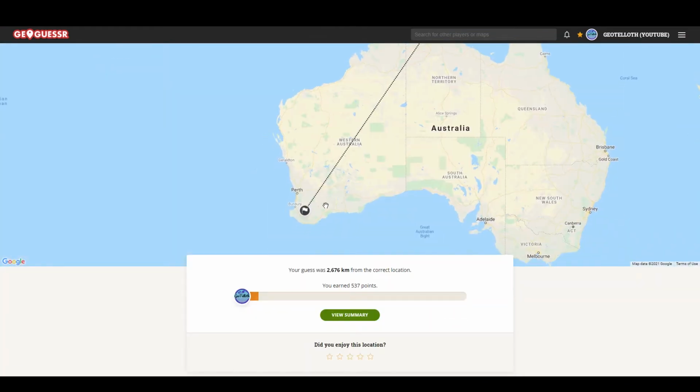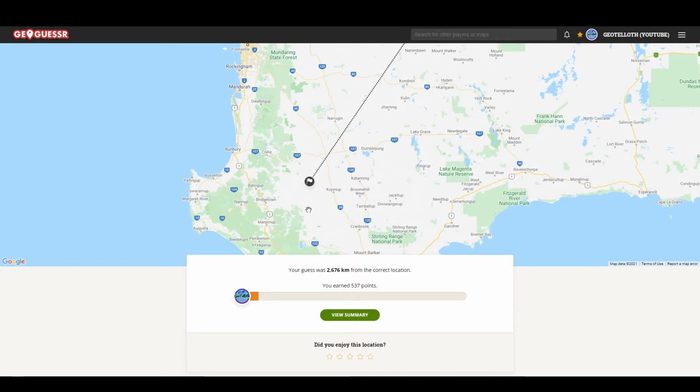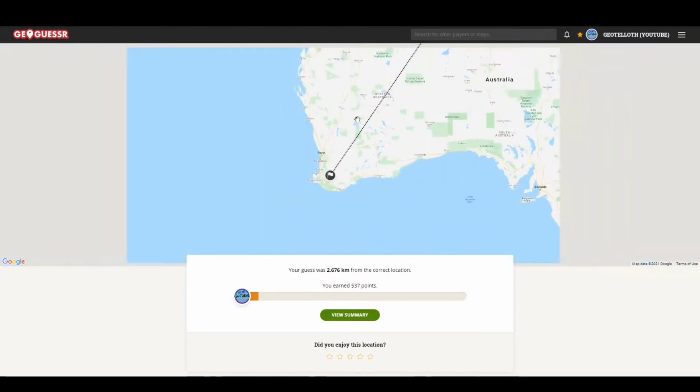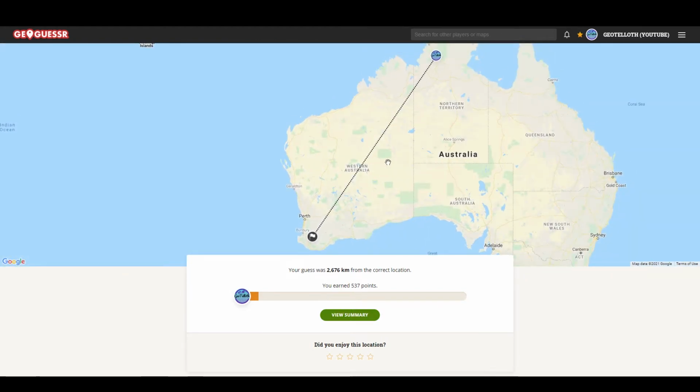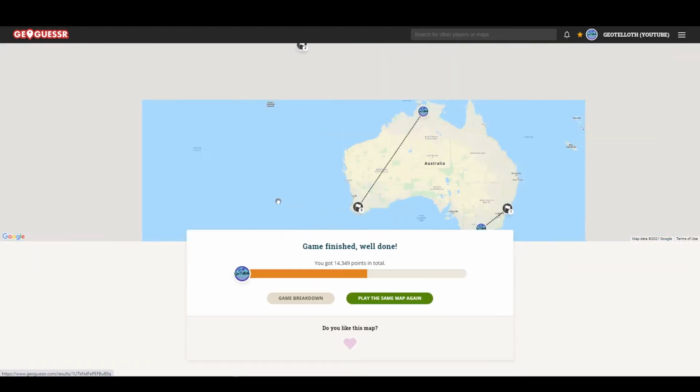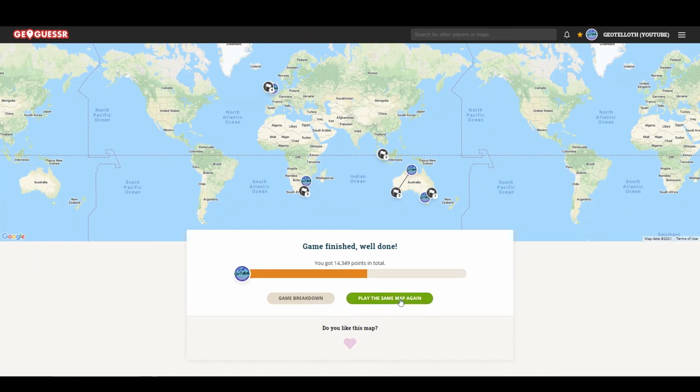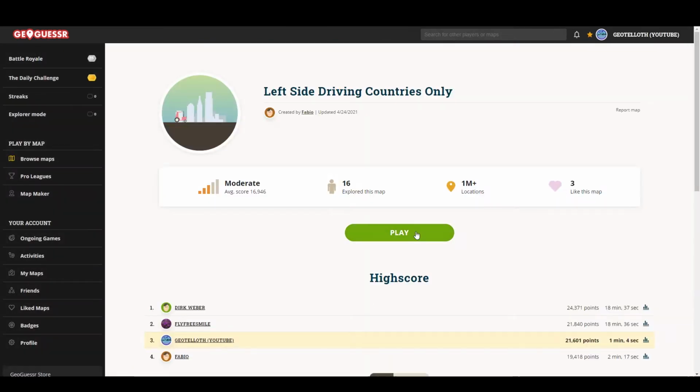Okay, we're in Western Australia, so I was wrong about that, but like I said, right country, that's what's most important. But at least it helps you see that, you know, it's either Northern or Western Australia when you see something like that. So, pretty good. We got all the countries correct. And we're going to play the same map again.